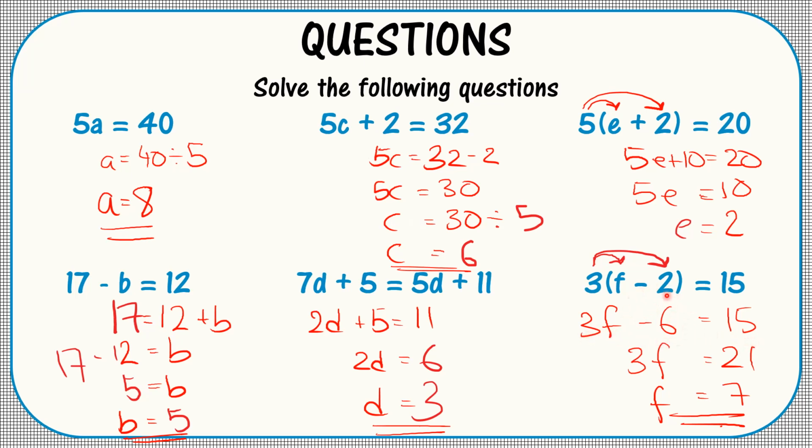You take this minus 6 to the other side, it becomes positive. So 3f equals 15 plus 6, which equals 21. We want to get rid of this 3. The opposite of timesing by 3 is dividing by 3. So therefore we would say that f is equal to 7.